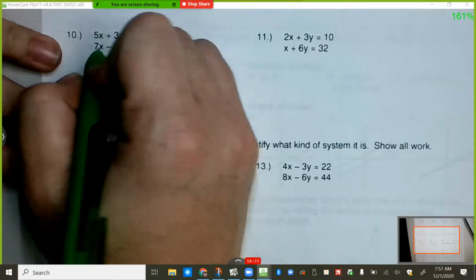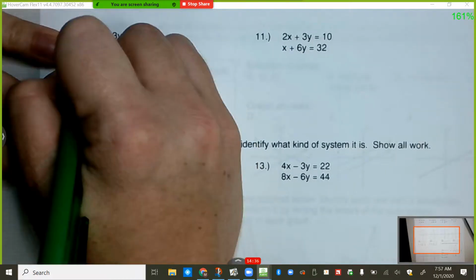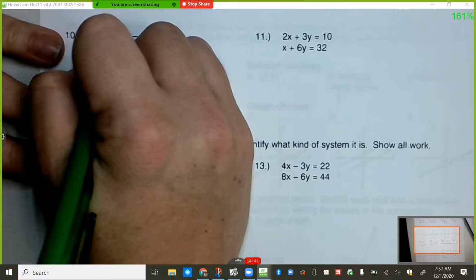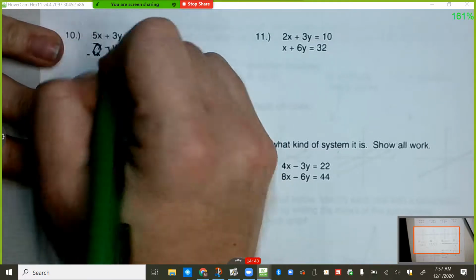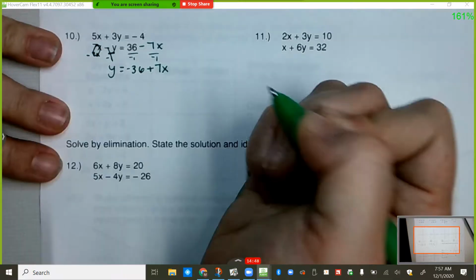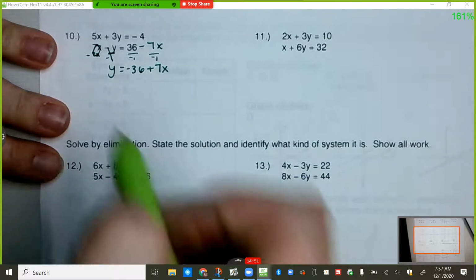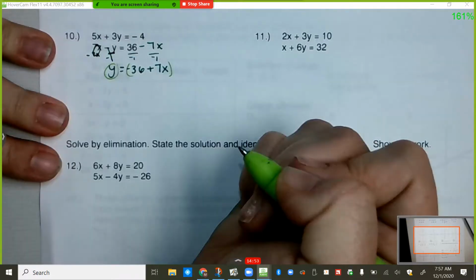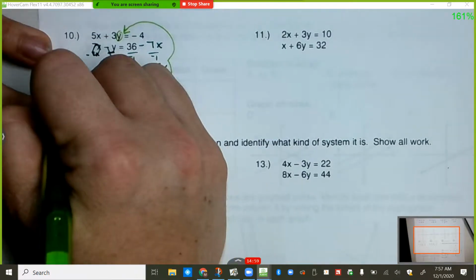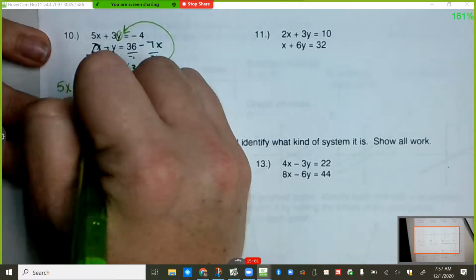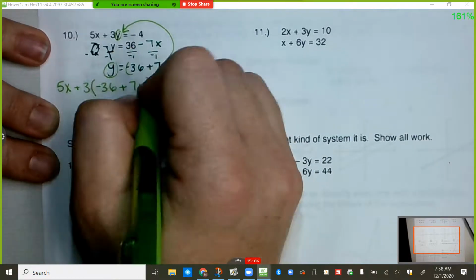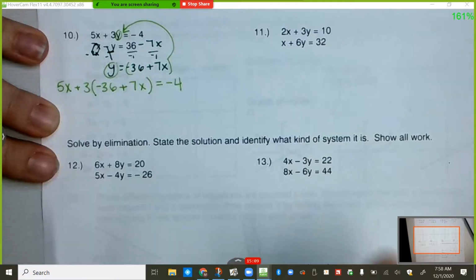Okay, on this one, we're going to solve for this y. So we're going to subtract 7x, subtract 7x, and we're going to divide by -1. I get y equals -36 plus 7x. So that tells me that this is my y and this is my substitute. So I'm going to replace y with the substitute. So I get 5x plus 3 times my substitute, negative 36 plus 7x equals negative 4, and I'm going to solve.